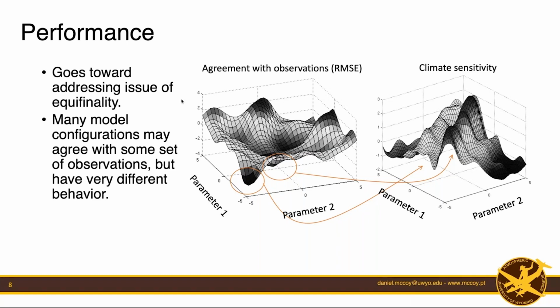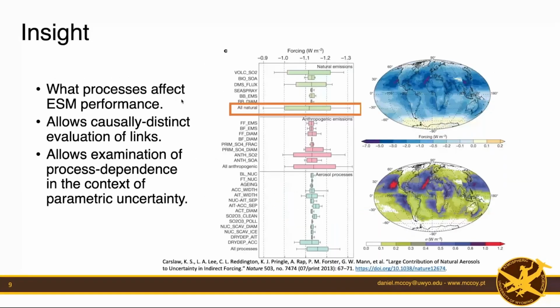Similarly, process insight is one of the applications of this. A nice example is that we still need models to look at causal processes, but PPEs give us a useful way of mapping how those processes are important. This is a figure from Ken Carslaw's 2013 paper, showing that essentially natural processes, biogenic emissions, and other natural sea spray are driving most of the uncertainty in aerosol cloud interaction cooling, even though the term we're looking at is driven by anthropogenic change.